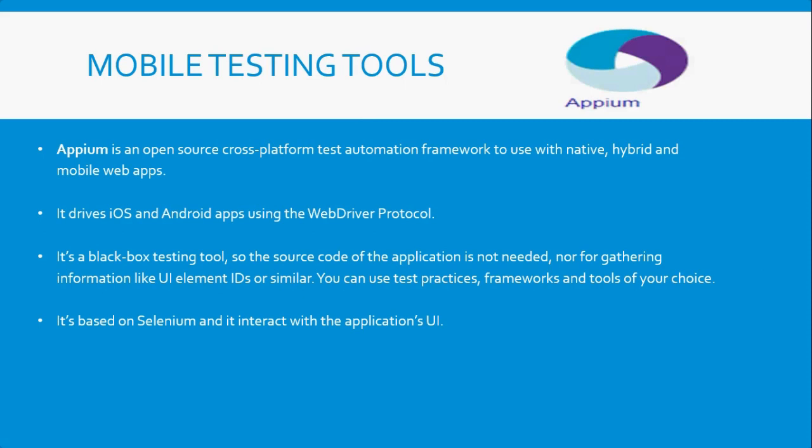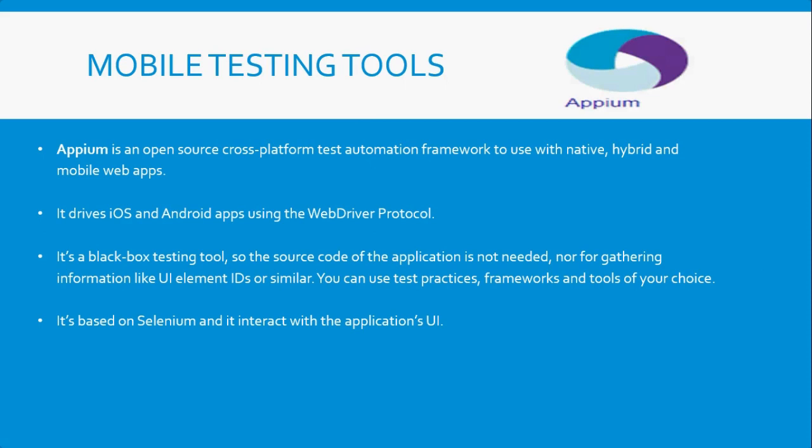All right, so we're going to be looking at mobile testing tools, and our focus is going to be on Appium. Appium is an open source cross-platform test automation framework that we can use with native, hybrid, and mobile web apps. Basically, it's an open source platform which we can use to automate all the different types of mobile applications that we've talked about earlier.